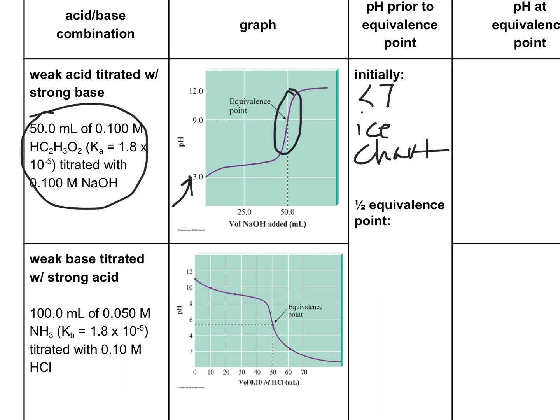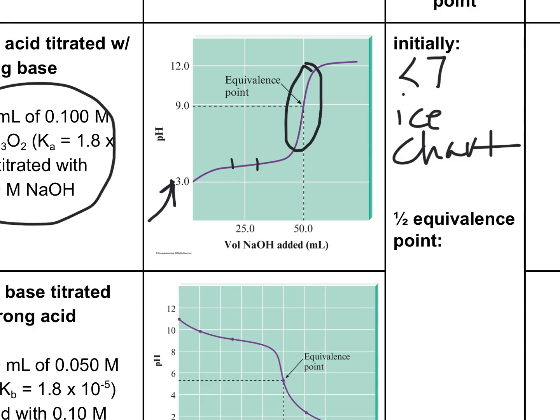But then something happens about halfway to the equivalence point. It's called the half equivalence point. You can see that our curve kind of flattens out for a little bit. So maybe about from here to here. This is referred to as the buffer region because the pH remains constant. We only get this buffer region with strong-weak titrations.